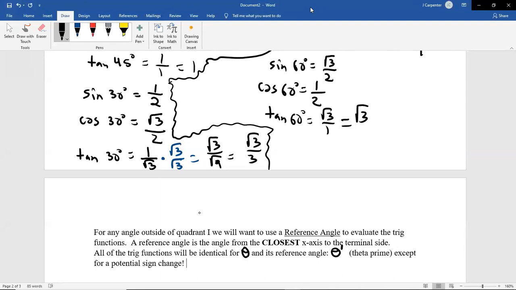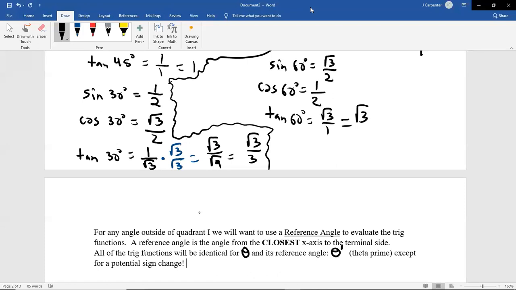So for any angle outside of quadrant 1, we are going to want to use a reference angle. If you're not just going to blatantly memorize a unit circle, we're going to want to use a reference angle. So we're going to take an angle that was in, say, quadrant 3, and make a reference angle that would go in quadrant 1. Because when we're in quadrant 3, we can't really make a right triangle out of the angle from the positive x-axis. So we want to be able to create a right triangle, which means we're stuck to less than 90 degrees.